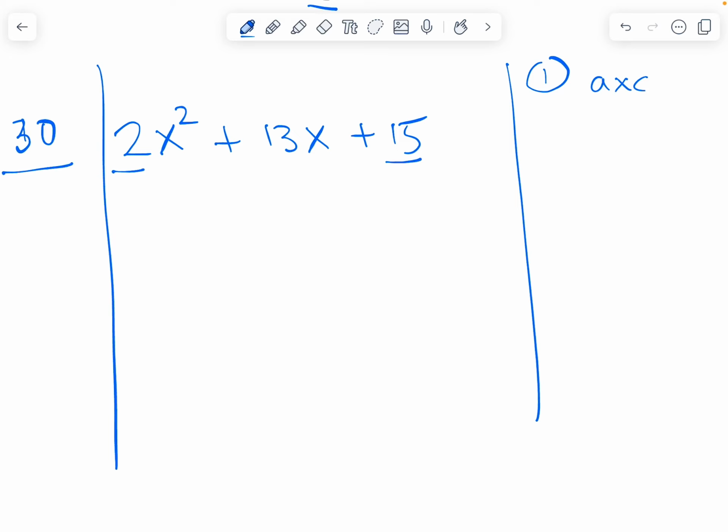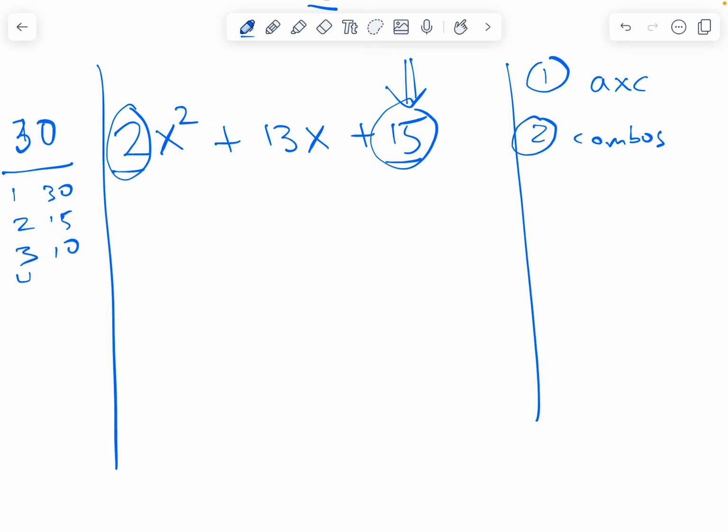We've got 30. And so the second step is we're looking for combinations of numbers that multiply to be 30. Now, not 15 like in the first example we did, but 30, a times c. Okay, numbers that multiply to be 30. We got 1 and 30, we got 2 and 15, we got 3 and 10, we got 4, 4 doesn't work, we got 5 and 6. Now I'm looking through my list of combos, and we have to choose the combo that adds up to be our middle number 13. So that doesn't work, that doesn't work. We got 3 and 10.